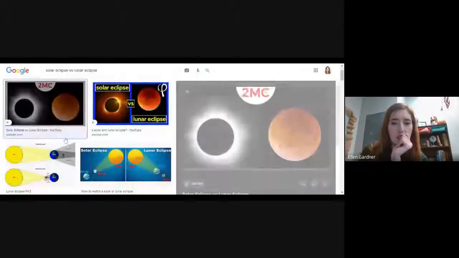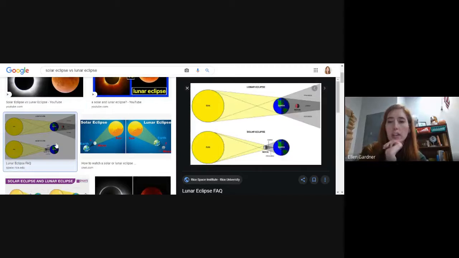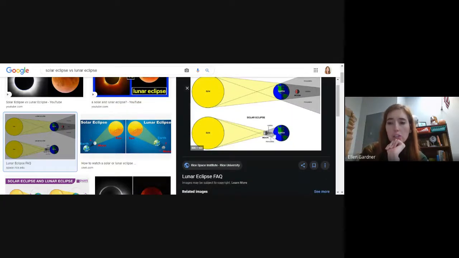Let me get some pictures of a solar eclipse from online as well. Or actually, I'll do solar eclipse versus lunar eclipse to see the comparison. Okay, so this is what a solar eclipse would look like versus this is a lunar eclipse. And once again, with the lunar eclipse, it's in the shadow and you can see just a little bit of sunlight coming around, so that's why it turns red. And the solar eclipse makes the sun black out, and that's because the moon is between us and the sun.